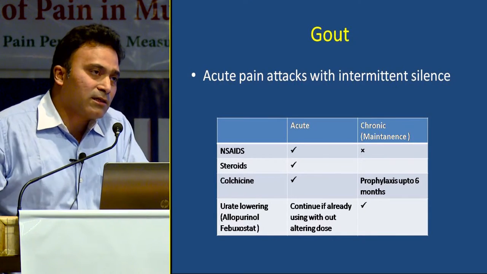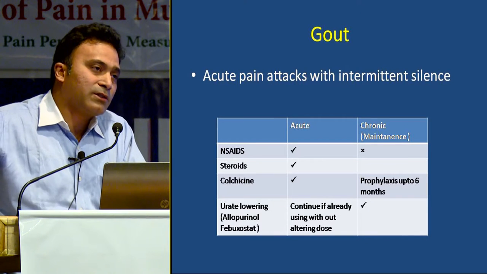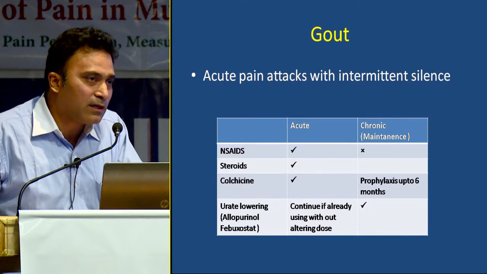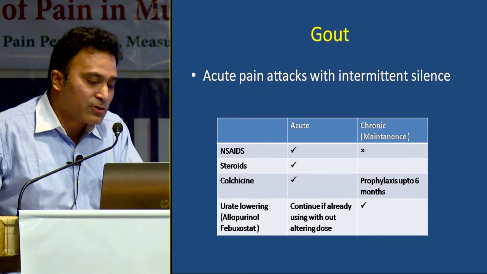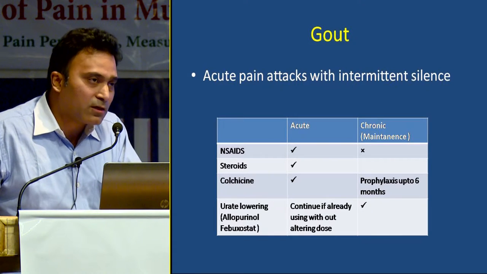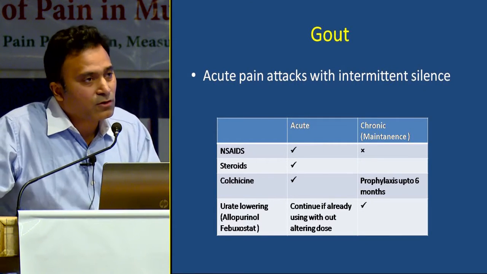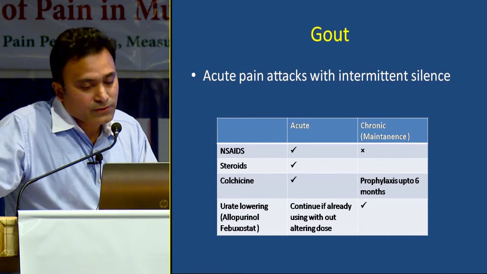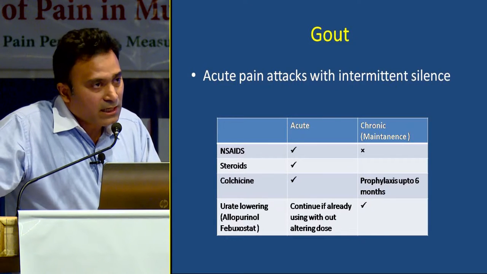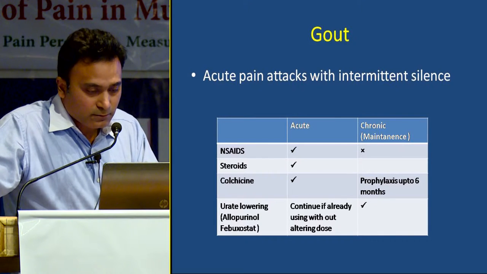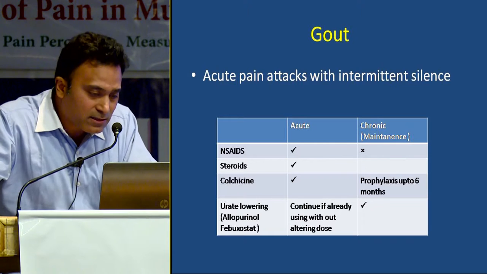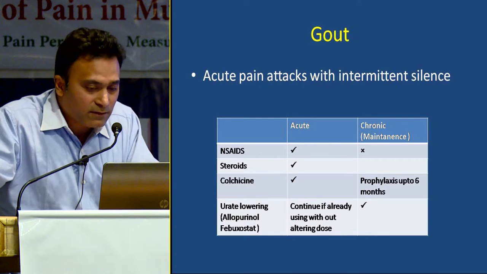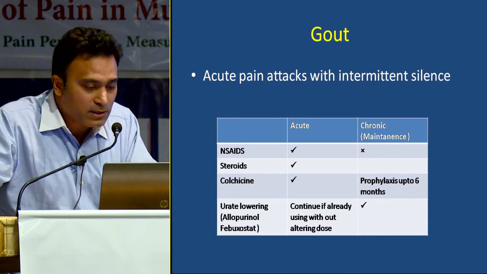Unlike earlier days, giving colchicine every 2 or 3 hours continuously till the patient develops side effects is not very popular nowadays. Most often we give colchicine thrice a day or twice a day along with an NSAID of our choice. Most often pain gets relieved in a couple of days. And for recurrent attacks of gout, colchicine is given as prophylaxis for a few months.